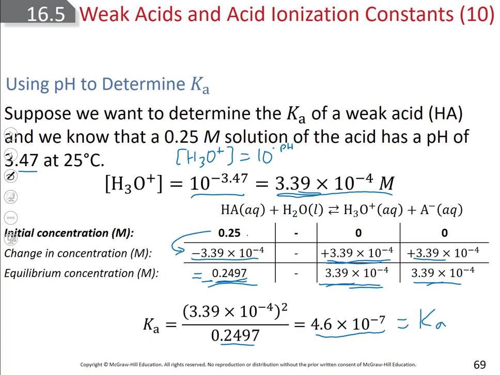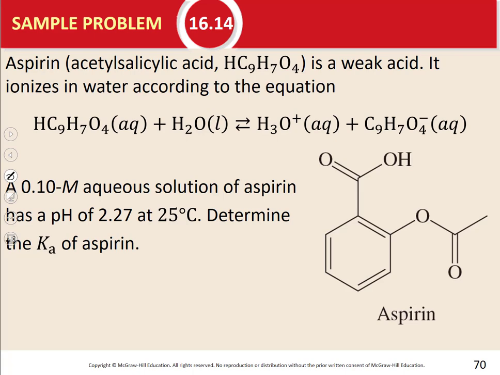All right, let's find the pH of a weak acid. So we are on page 742, and that's where this practice problem was. Now let's do the sample problem on that same page. Aspirin, acetyl salicylic acid, is a weak acid. It ionizes in water according to the following equation.